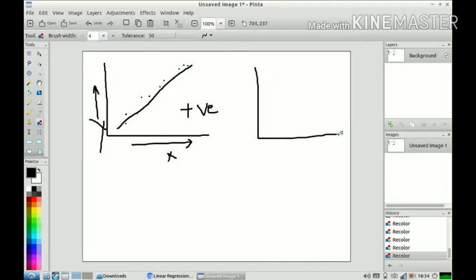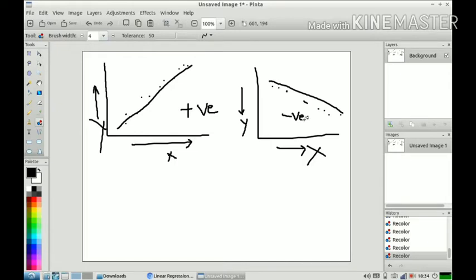Now, there can be situations where the data may look like this. Here, as the value on the x-axis is increasing, the value on the y-axis is decreasing. This is called a negative relationship. So just for people who are interested.